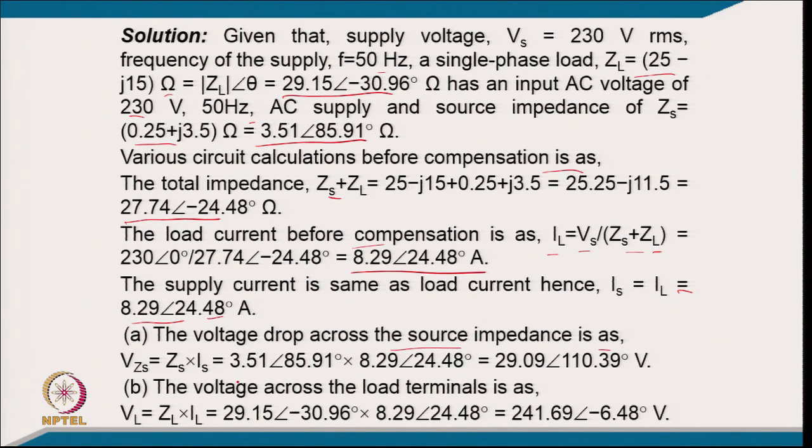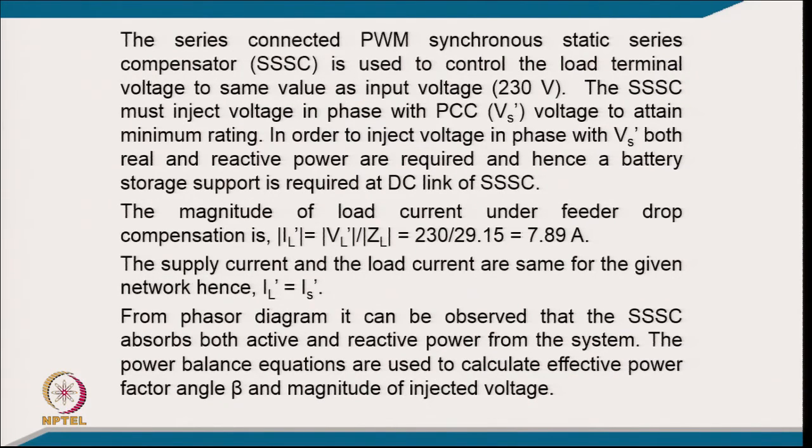The voltage across the source impedance is equal to the current multiplied by the impedance, it comes 29.09 volt at the angle of 110.39 degree, and the voltage across the load is ZL into IL. So, it comes to 241.69 volt at the angle of minus 6.48 degree. The series connected static synchronous compensator is used to control the load terminal voltage to the same as the input voltage of 230 volt.